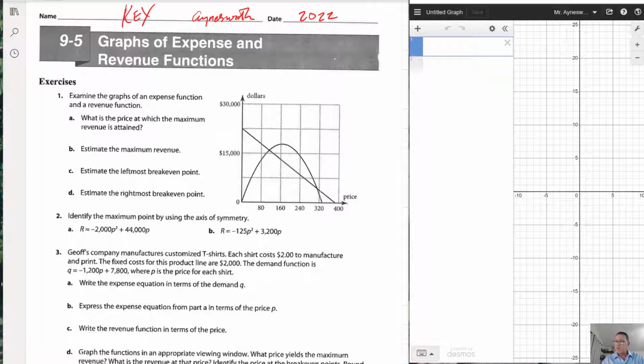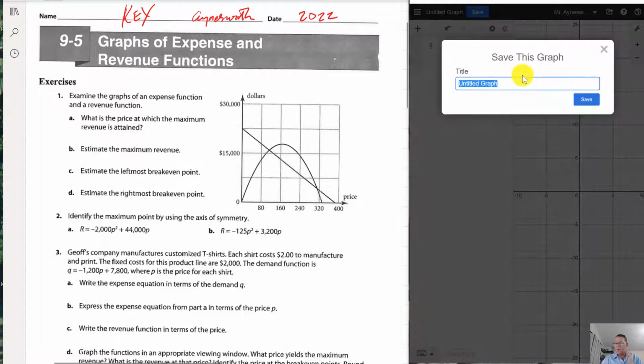Before we do this, let's get set up like we always do in class and get your Desmos up and ready here. We are going to be using the Desmos calculator for our graphing. You could use any calculator you want, but in this class we use Desmos. So let's go ahead and get that set up. Put a number in there and click on save, call it 9-5.